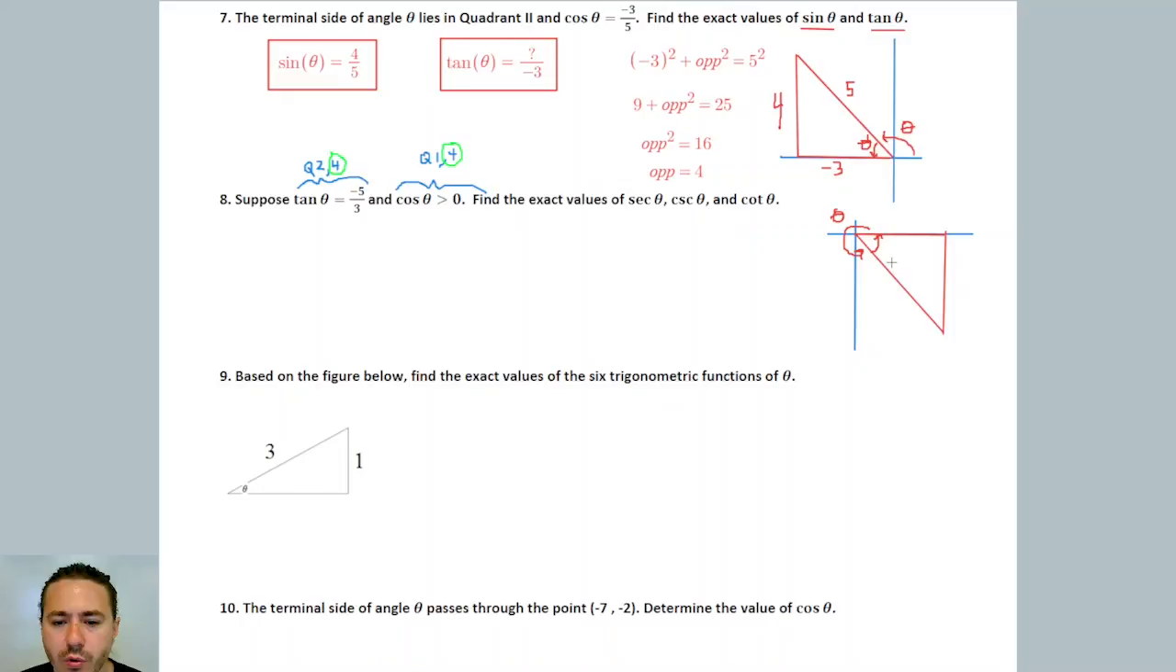All right, so let's go ahead and label now. So tangent's -5/3. So let's look at this and figure out, okay, tangent's, which one is negative? And then since we're in quadrant 4, the y value should be negative, so this vertical side should be the negative one. So I'll just go ahead and sketch it out here. So this would be -5, and this would be 3.